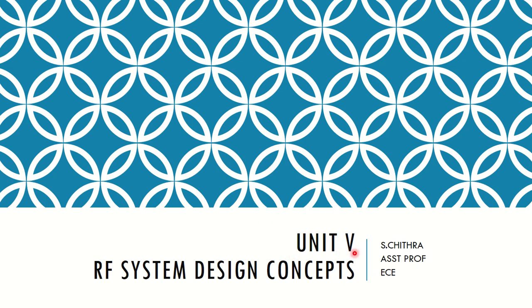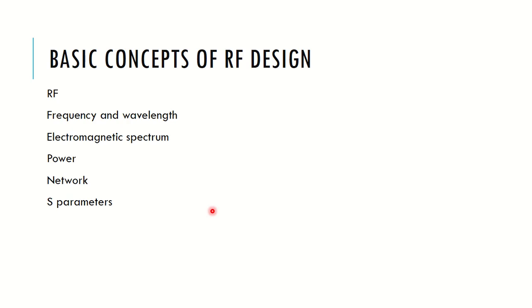We are in Unit 5, which is about RF system design concepts. From Units 1 to 4, we studied transmission lines and waveguides, and that was up to the megahertz range. Now, coming to RF system design, we are going to deal with frequencies in the gigahertz ranges.